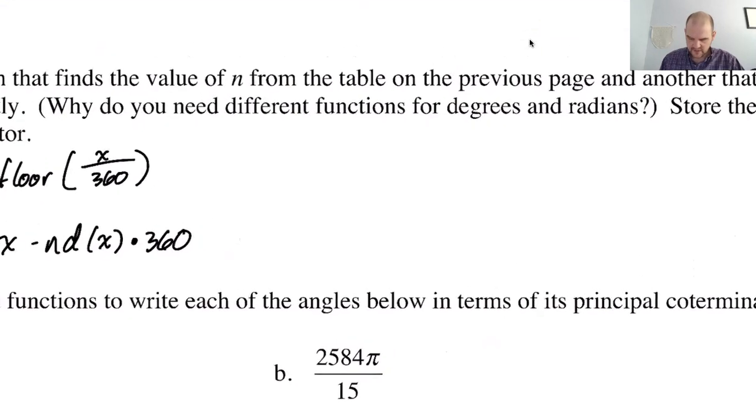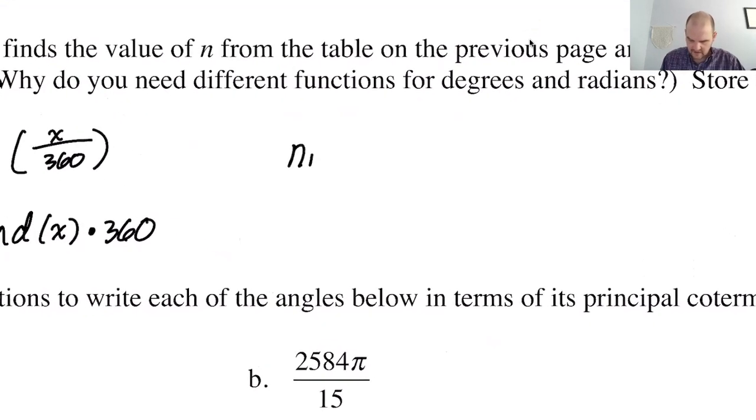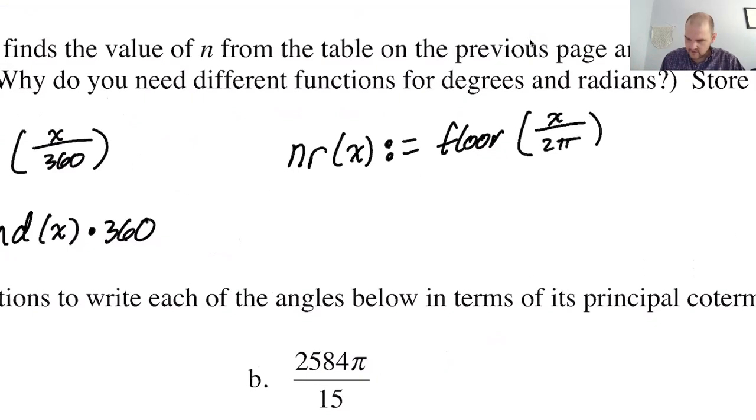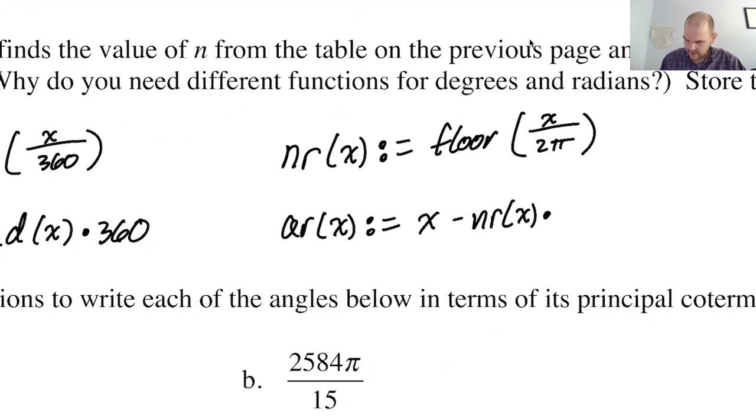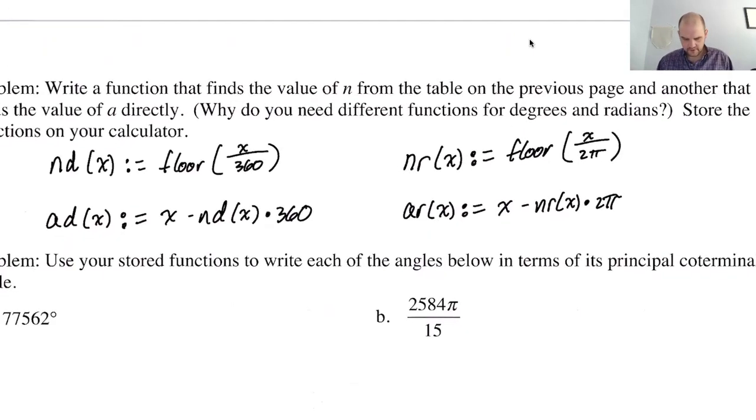Now to change it so that it works in radians, let's say n in radians of x, colon equals. It's going to be floor again, and then we want to do x, not divided by 360 because we're in radians, so divided by 2 pi. You want to really make sure pi is in the denominator, so use the fraction template. And then a in radians is going to be equal to whatever x is minus n in radians of x, times, what's a revolution? It's 2 pi. Okay, so these should work.